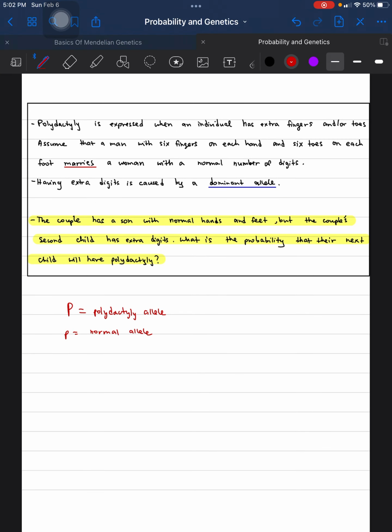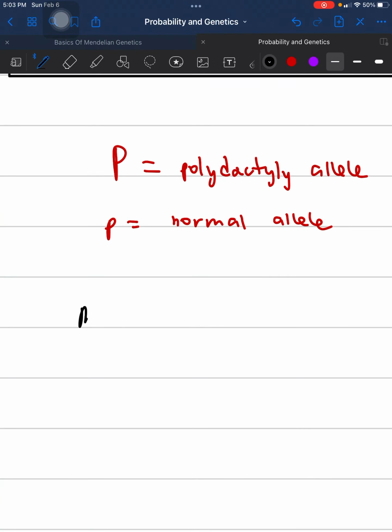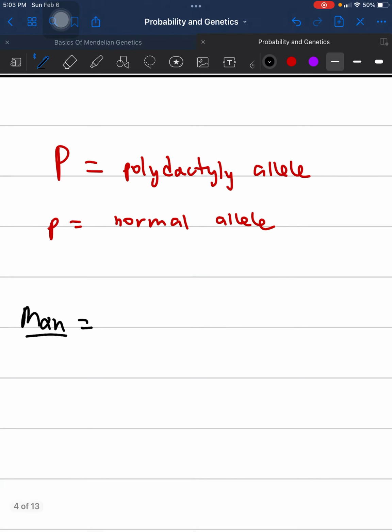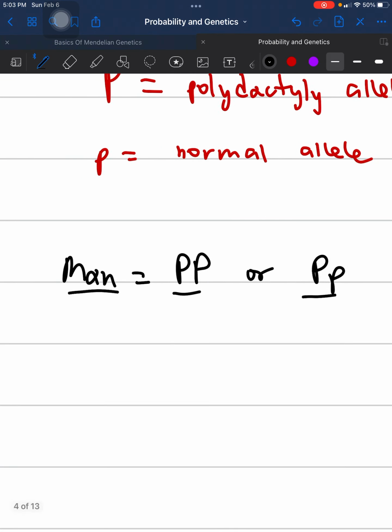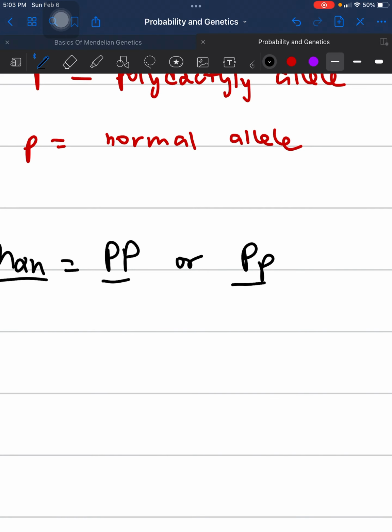So the question is saying that a man with that condition marries a woman with a normal allele, right? So that would look like the man could either be capital P, capital P, or he could be capital P, lowercase p, right? Since both of these give a dominant phenotype.